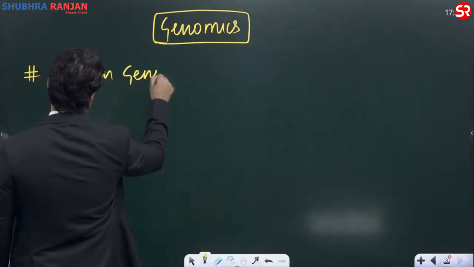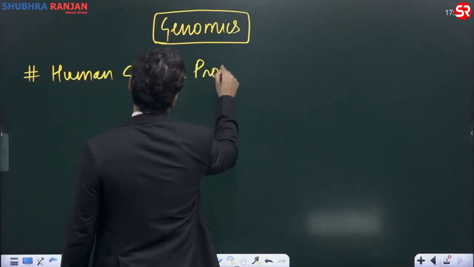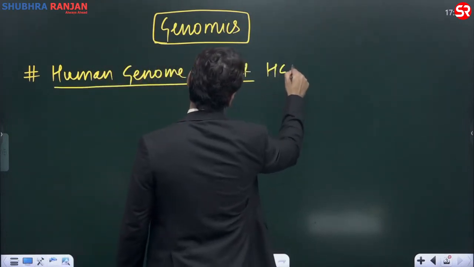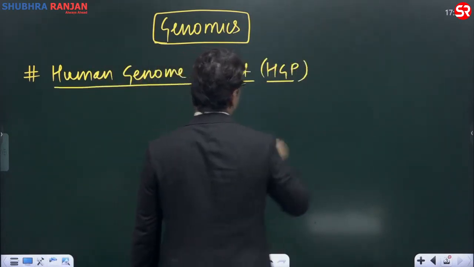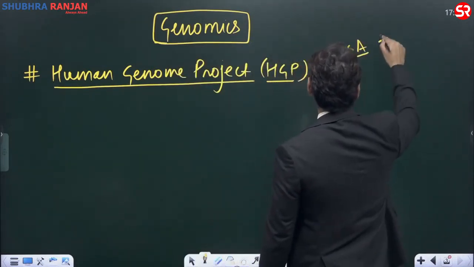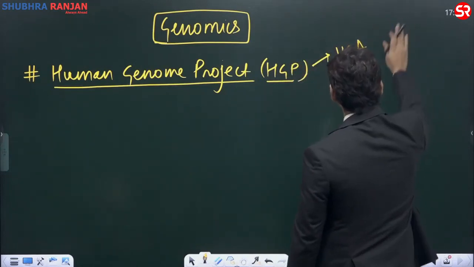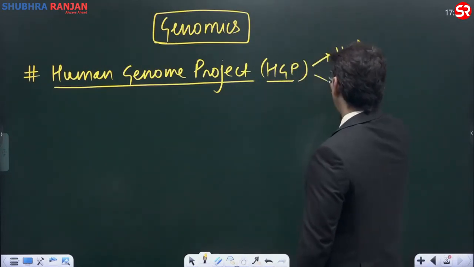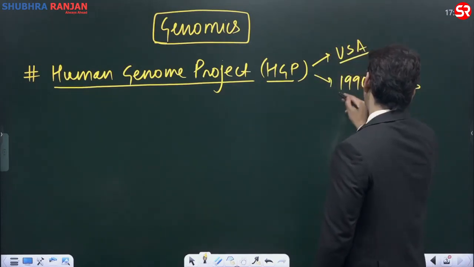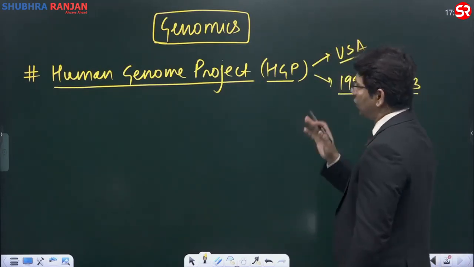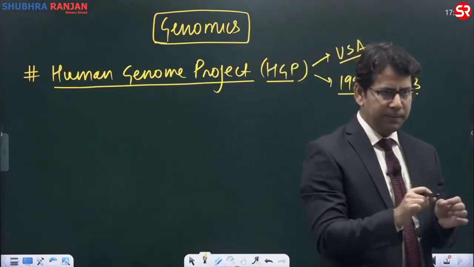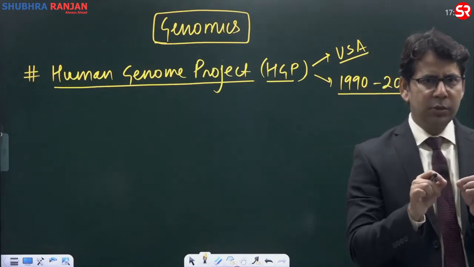What we call it? Human Genome Project. We call it HGP. It was initiated by USA and there were many other countries who helped in that, but USA was the main country, you can say, and it was from 1990 to 2003. It took 13 years to study the human genome. Then the entire human genome was studied for the first time, and that study completed in 2003.